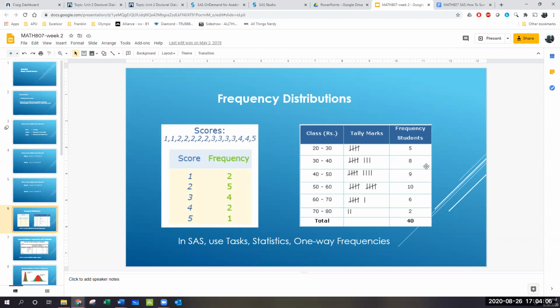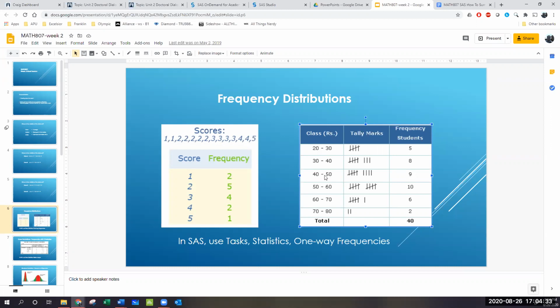You can do the same thing with this example, right? There's 40 of them, so as you count them up, here's 5 and 8 is 13. 13 and 9 is 22. Since there are 40 of them, we know that the median sits between the 20th and the 21st, right? And we know that the 20th and the 21st is in this class. So all we can say is that the median is in the 40 to 50 class.